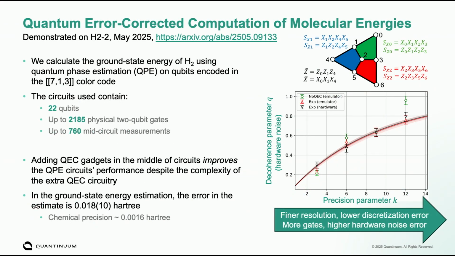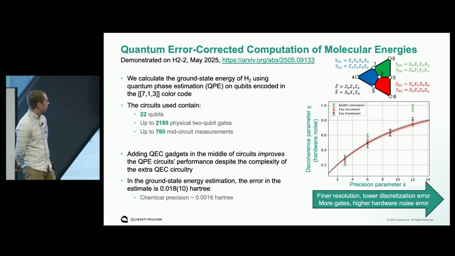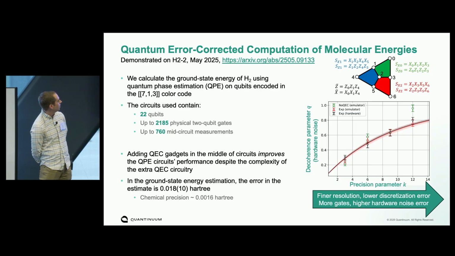And then lastly, if we put all these QEC techniques together and utilize them to try and do some sort of simulation, we recently published this paper doing an end-to-end pipeline for QEC to compute molecular energies. And so as a demo, we calculated the ground state of the H2 molecule, and so we like to call this project H2 on H2, using quantum phase estimation for qubits encoded in the [[7,1,3]] color code. And so these circuits that we ran contained 22 qubits, used about 2,200 physical two-qubit gates, and 760 mid-circuit measurements.